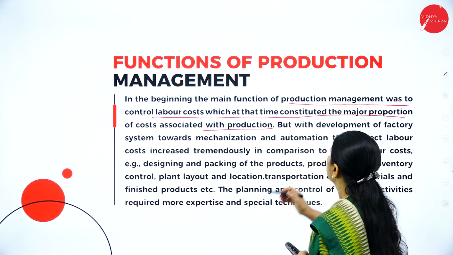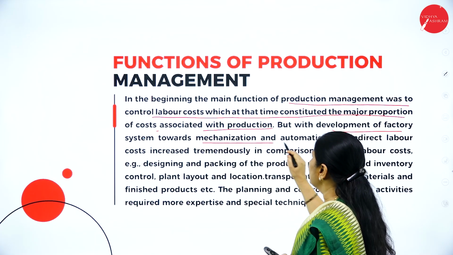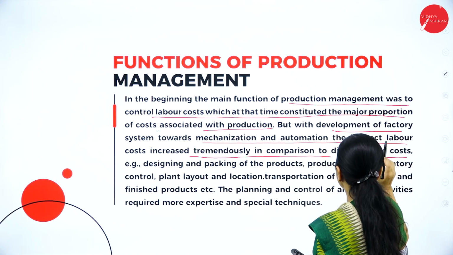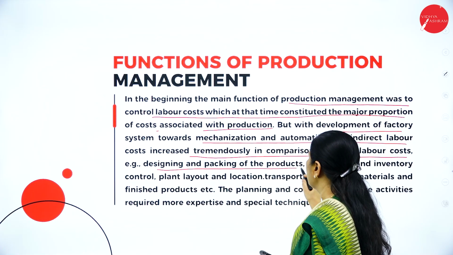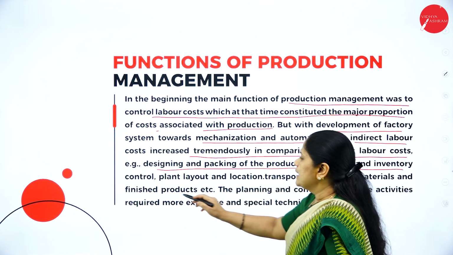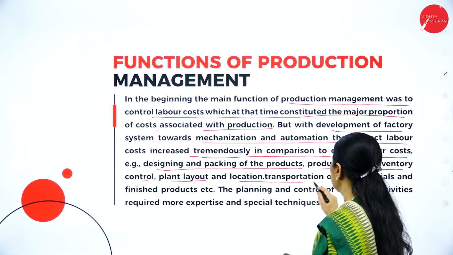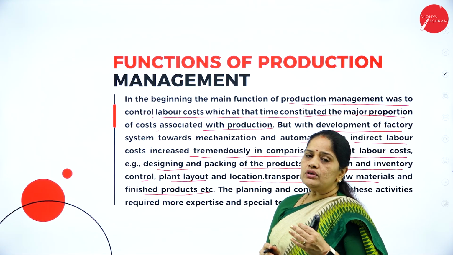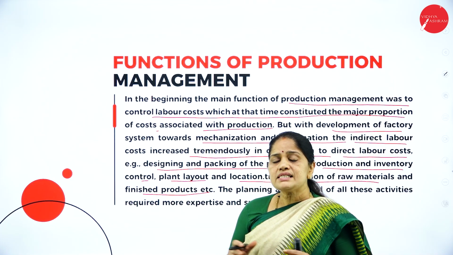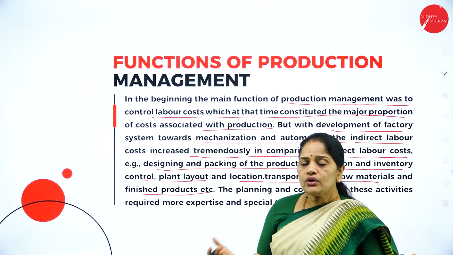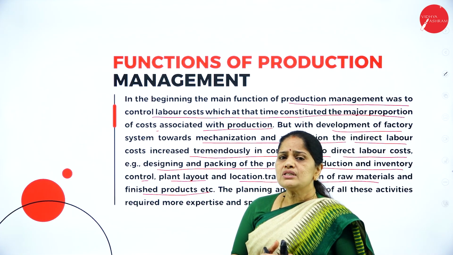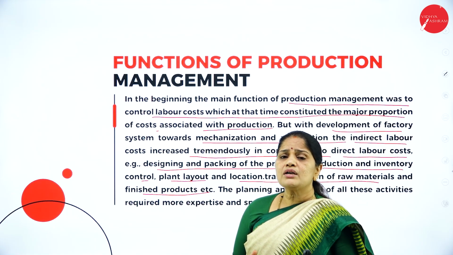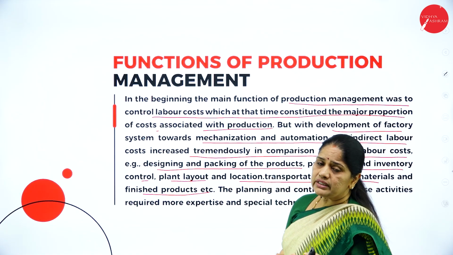But with the development of the factory system towards mechanization and automation, the indirect labor costs increased tremendously in comparison to the direct labor cost. For example, designing and packing of the products, production and inventory control, plant layout and location, transportation of raw materials and finished products, etc. So what did the management do? In order to save the labor cost, they went in for massive mechanization. So what is mechanization? You include more machines in the production process so that you can eliminate labor. If you don't have much labor working in your organization, you need not bother about all the labor laws, etc. So this was the main idea.